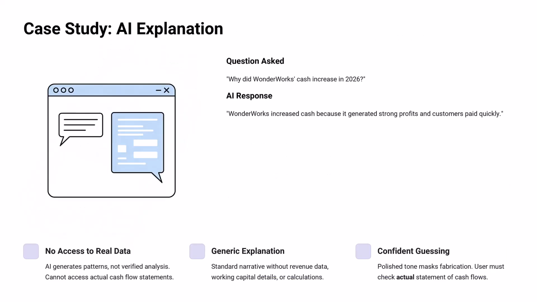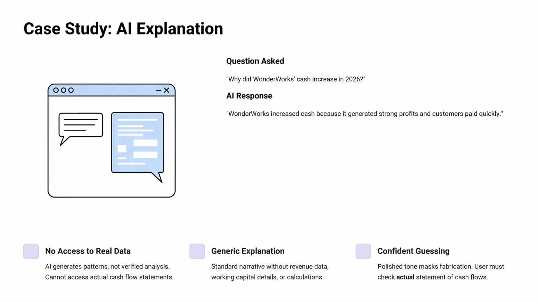Here's another case study. A student asks an AI tool, why did WonderWorks cash increase in 2026? AI responds, WonderWorks increased cash because it generated strong profits and customers paid quickly. This seems reasonable until you evaluate the source. First, recognize that AI has no access to real data. AI generates text based on patterns, not verified financial analysis. It cannot access WonderWorks' actual statement of cash flows.